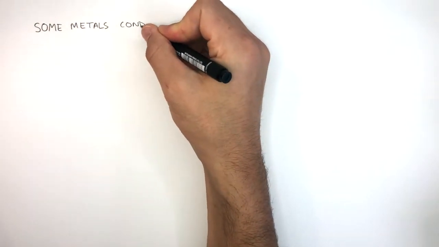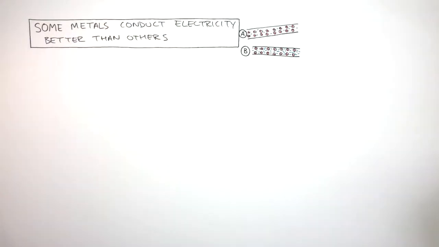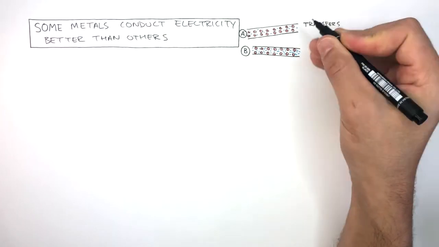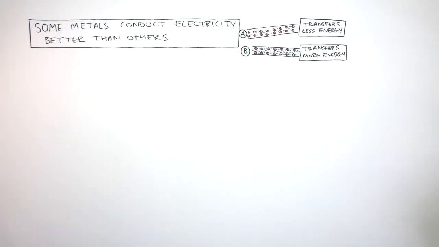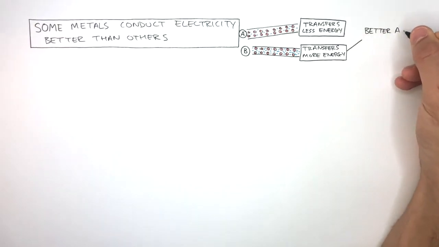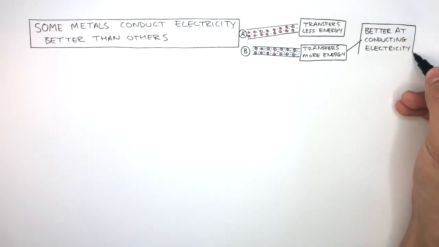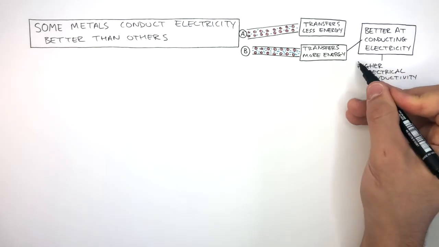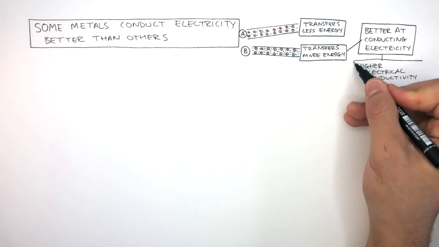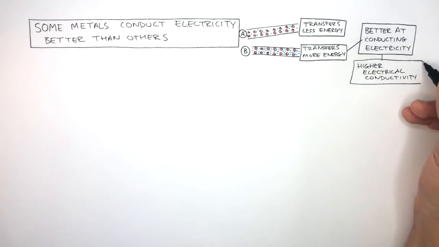Some metals conduct electricity better than others. For example, here we have two different types of metal wires, metal A and metal B. Metal A transfers less energy and metal B transfers more energy. So because metal B transfers more energy, it's better at conducting electricity than metal A. Therefore, it has a higher electrical conductivity. This is just a measure of how good a metal is at conducting electricity.